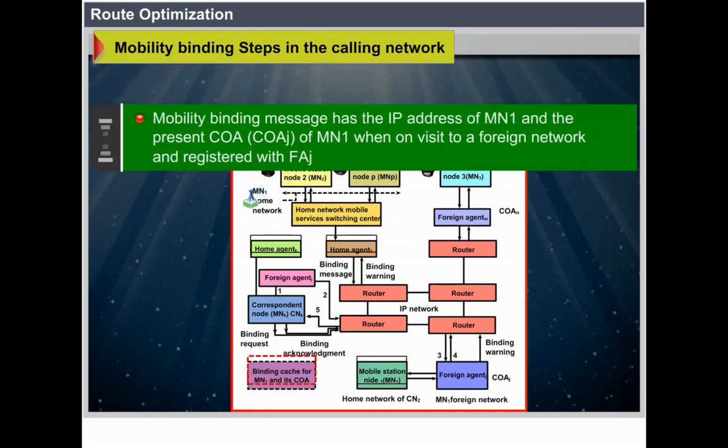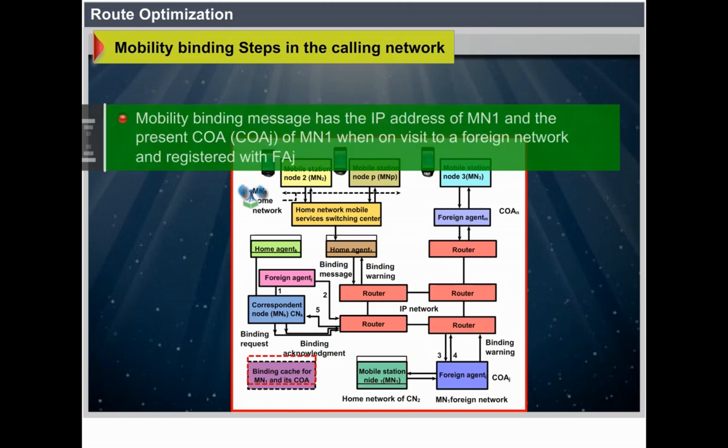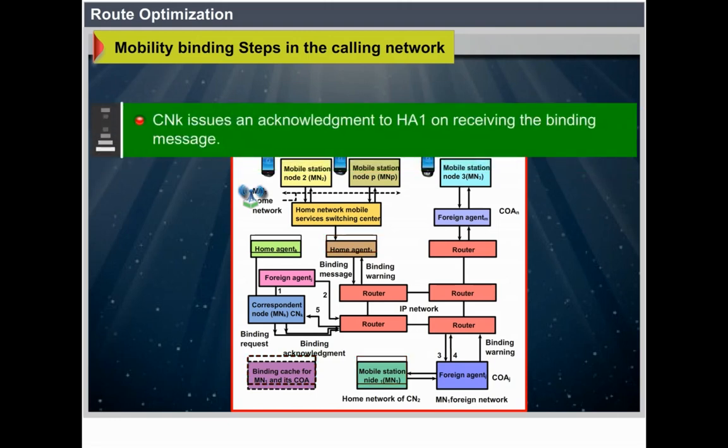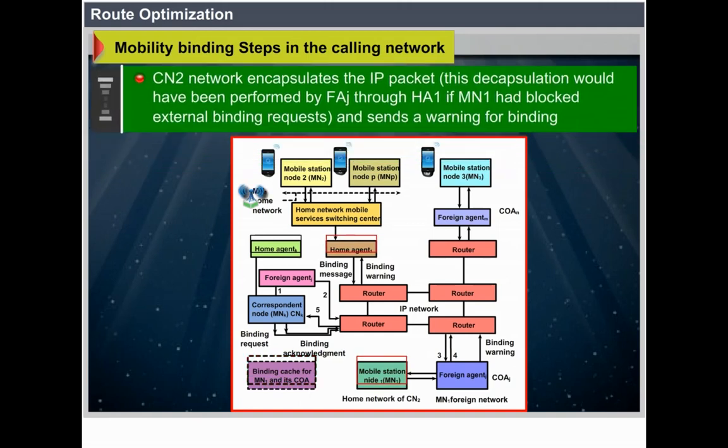The mobility binding message has the IP address of MN1 and the present COA, COAJ, of MN1 when on a visit to a foreign network and registered with FAJ. CNK issues an acknowledgement to HA1 on receiving the binding message. The CN2 network decapsulates the IP packet. This decapsulation would have been performed by FAJ through HA1 if MN1 had blocked external binding requests, and it sends a warning for binding.